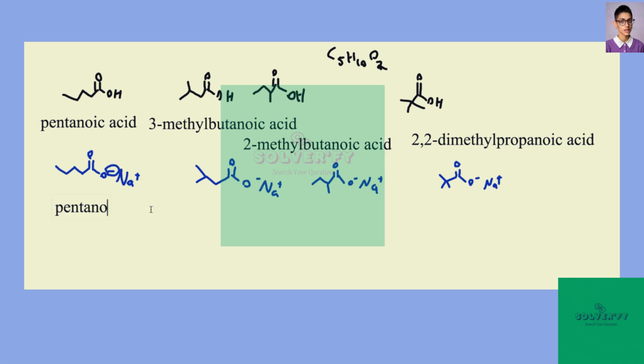So they won't any longer have the suffix oic acid. They're going to have the suffix ate. So we have a pentanoate, but specifically we have a sodium pentanoate. So the metal ion must come first. So we have a sodium pentanoate. For this one, we have a 3-methyl butanoate. Remember, it's no longer an acid form. It's in its conjugate base form, but it's in its sodium salt. So we have a sodium 3-methyl butanoate.